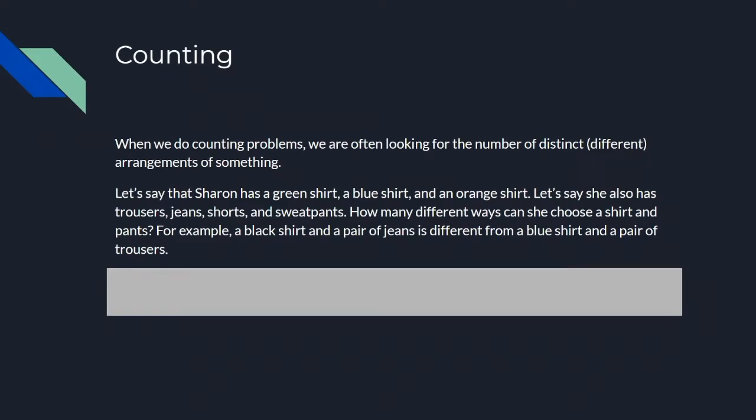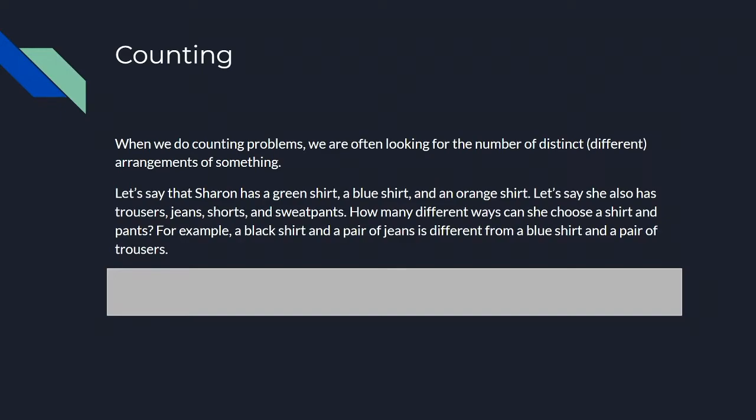So when we do counting problems, we're often looking for the number of distinct or different arrangements of something. So for example, let's say that Sharon has a green shirt, a blue shirt, and an orange shirt. Let's say she also has trousers, jeans, shorts, and sweatpants. How many different ways can she choose a shirt and pants? For example, a green shirt and a pair of jeans would be different from a blue shirt and a pair of trousers. Or a blue shirt and a pair of trousers, that's different from a blue shirt and sweatpants, right?